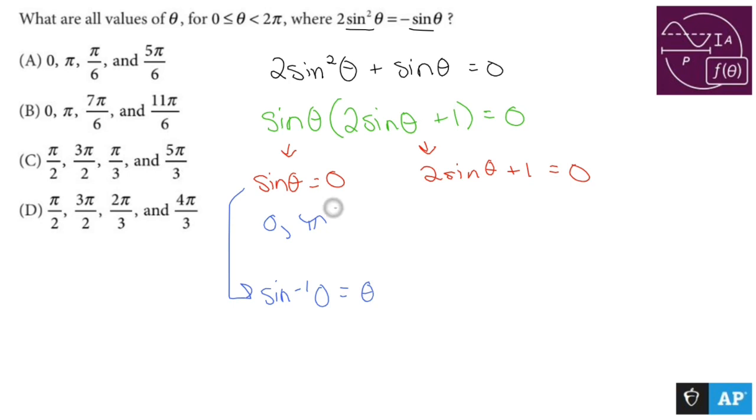So these are two possible options, okay? And I want to include 0 because of that equal sign. So it's not going to be pi and 2 pi. I'm including 0, so I did that correctly.